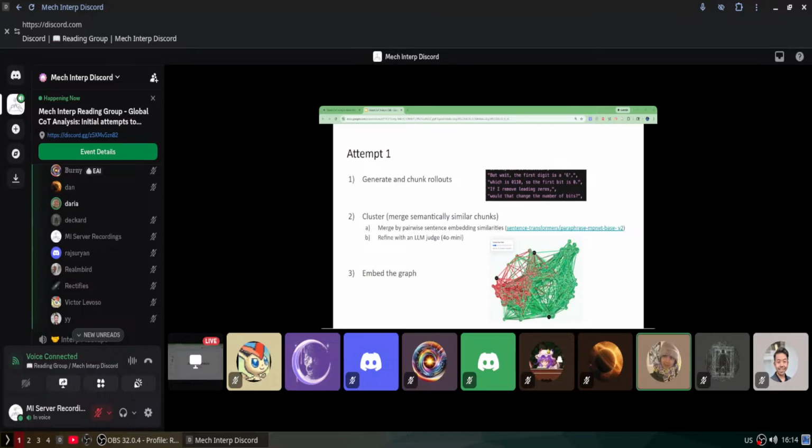The idea was that you use a semantic embedding model to embed every chunk. This model is made to put paraphrased versions of the same sentence close to each other in embedding space. So we tried to leverage that to capture this semantic similarity across chunks, and then we did some refinement with a language model judge.